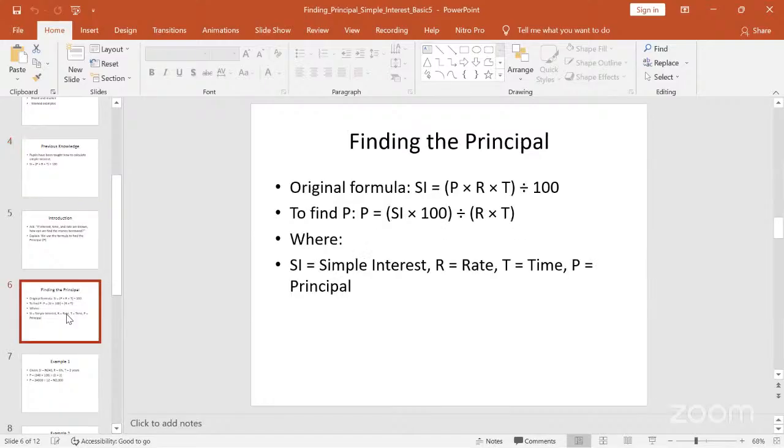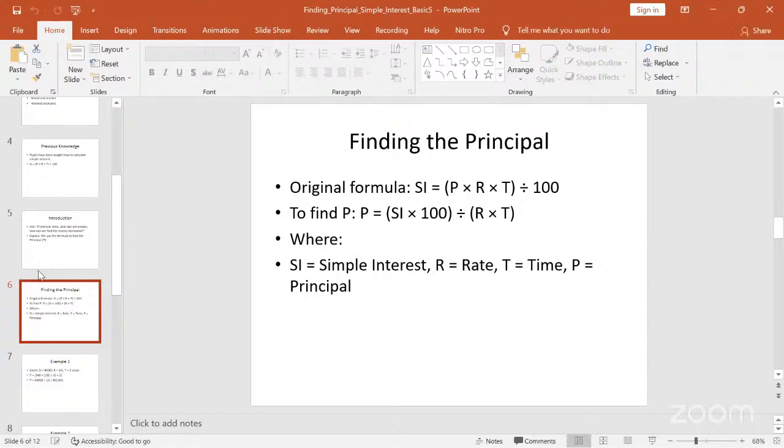It says here, finding the principal. How do we find the principal? We know the original formula for finding simple interest is P times R times T divided by 100, right? So now to find the principal, we have to do something quite different. That's what we call rearranging the formula to make the principal stand alone. We call it making it the subject of the formula.